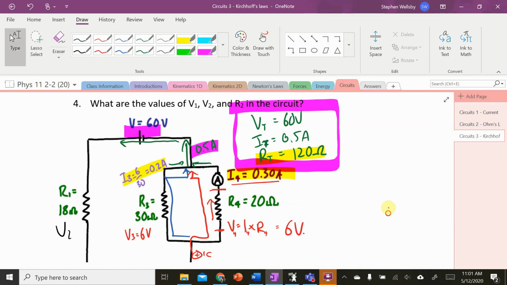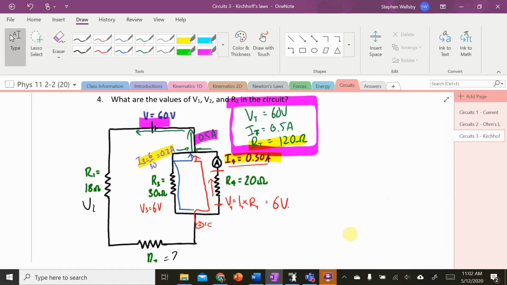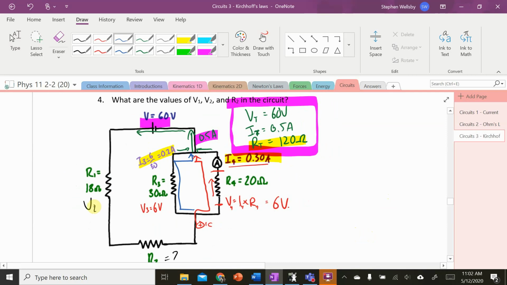So let's try and see what we can figure out here. Let's try and solve V1. Well, V1 is going to equal the voltage across here. Now, do I know I for this component here? So I know R through this component, I'm trying to solve V through this component. Do I know I through this component? Yes, I do. I is the same through here and here and here. I is going to be 0.5 amps. And V equals I times R, so 0.5 times 18 equals 9 volts. So this is going to be 9 volts here. And we also saw that this here was 6 volts.